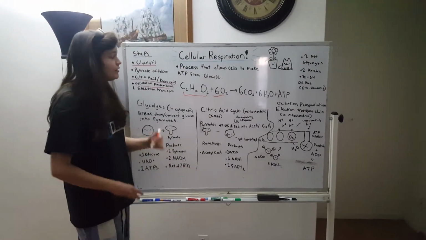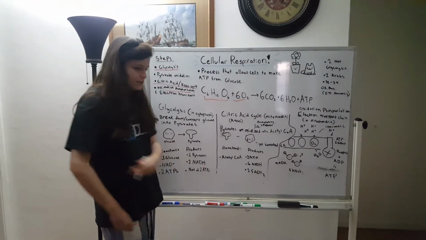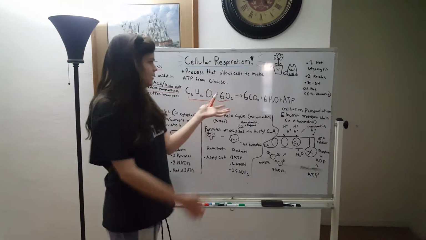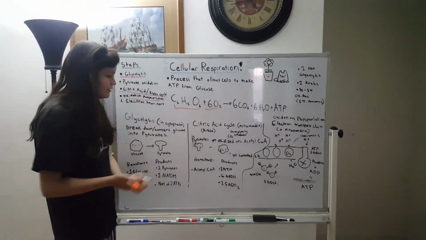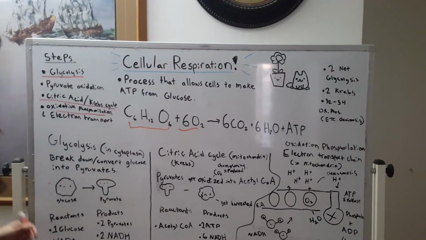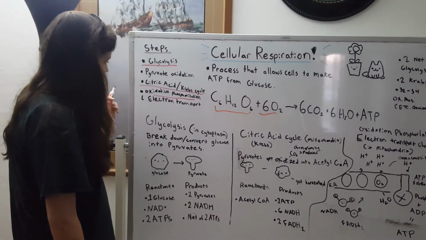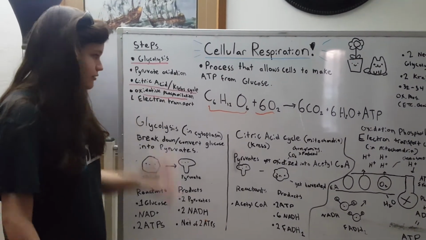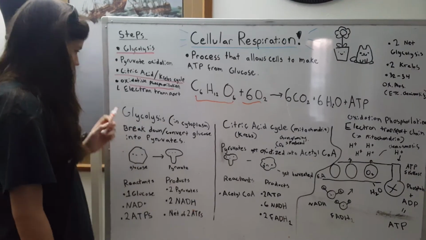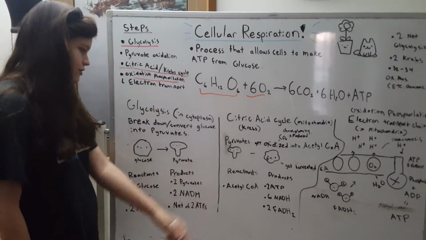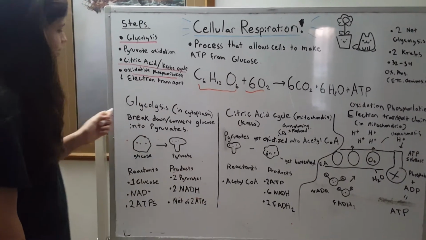Now, who needs cellular respiration? We do. Plants and animals use cellular respiration. And there are some steps to cellular respiration. You have glycolysis, the citric acid cycle, also called the Krebs cycle, and oxidative phosphorylation. So let's start with glycolysis.